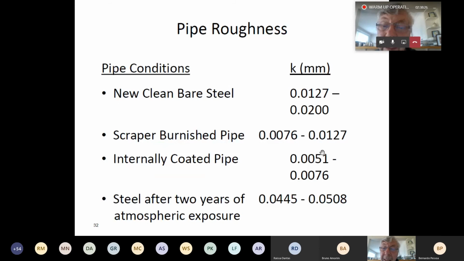I made a list there of the different roughness factors between very new, clean steel and steel that has been exposed. Sometimes when we build pipelines, we order the pipe and then it sits around for a year or 2 years outside waiting on the construction to start. And you'll see quite an appreciable difference there in the roughness between new, clean, bare steel and steel that has been exposed to the atmosphere. But let's go to 33.